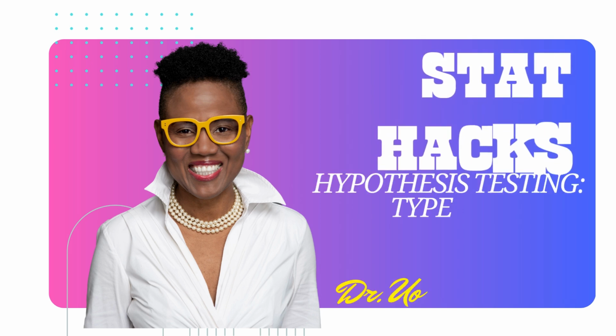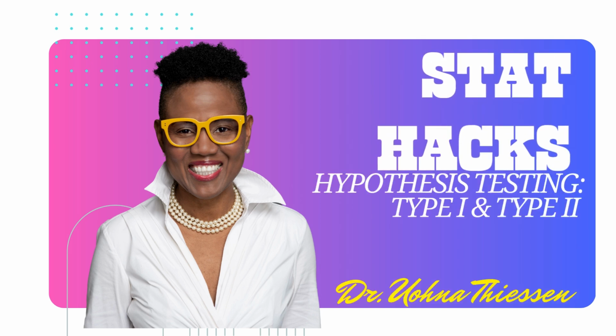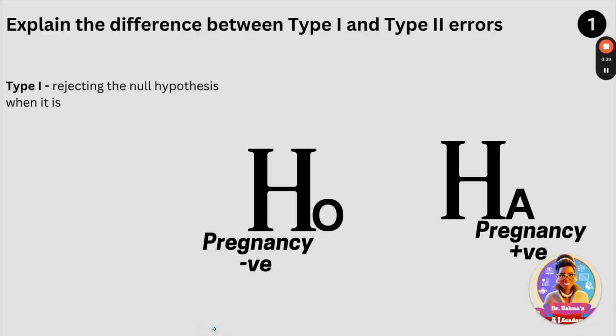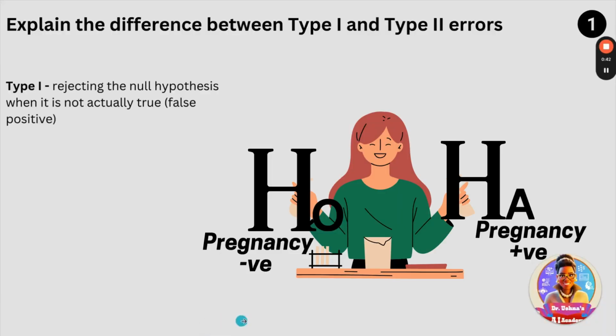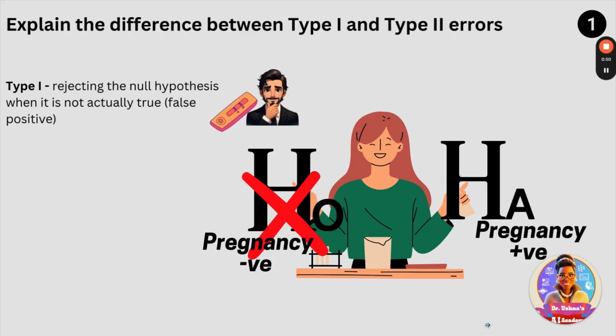Explain the difference between type 1 and type 2 errors in hypothesis testing. The type 1 error is a false positive. This is where you reject the null hypothesis, but it is actually true. An error in claiming statistical significance when there isn't any. Similar to saying that a man has a positive pregnancy test.